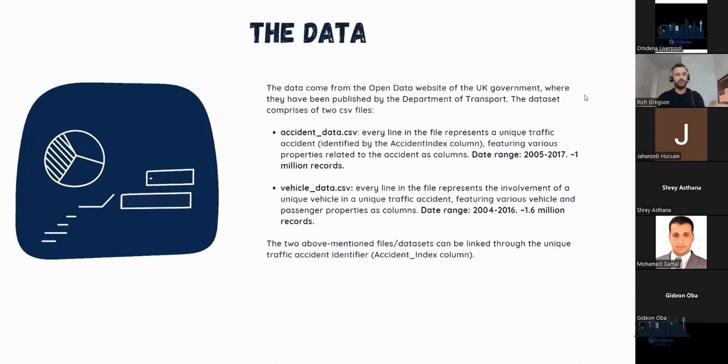Now, these two data sets can be linked using the accident index column. So it will be very interesting to see what we can do with that information. We can look at the road traffic collisions, and then we can also see what vehicles were involved, and maybe discuss what kind of cars are responsible for most accidents, which will be quite an interesting observation, I think.